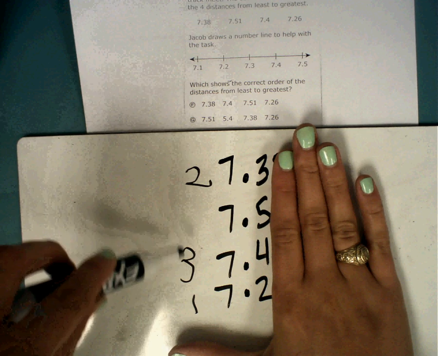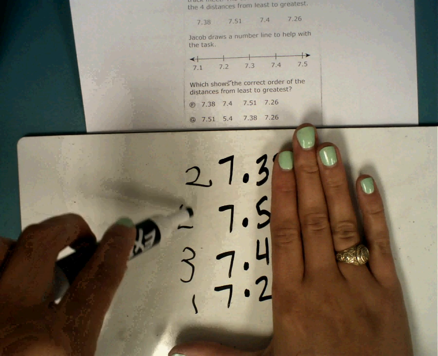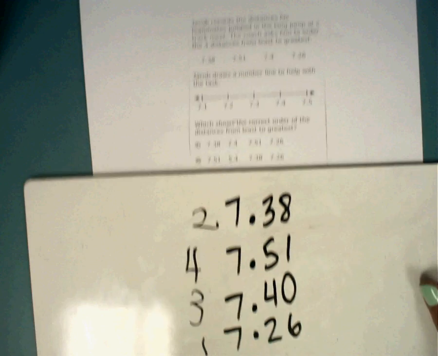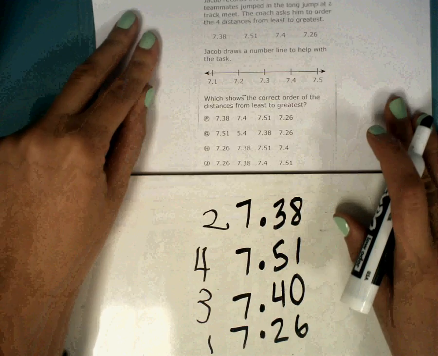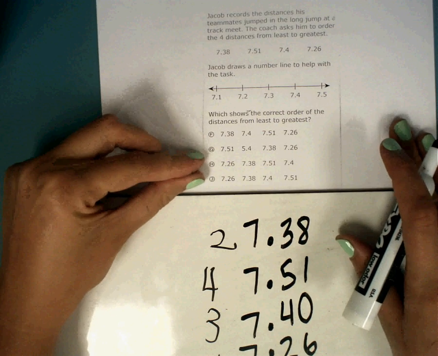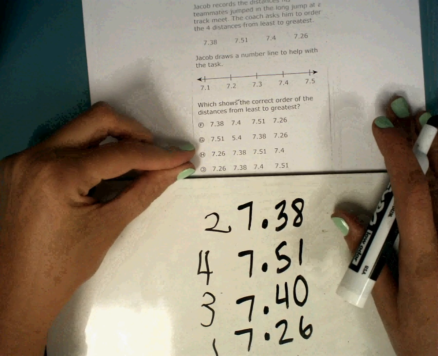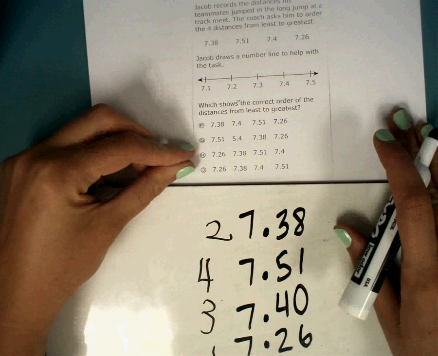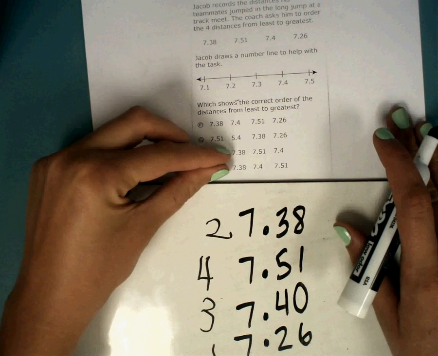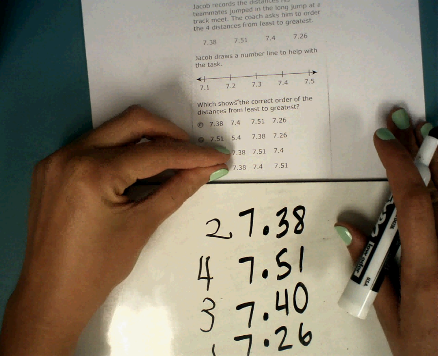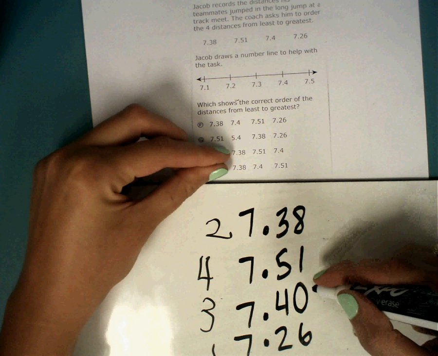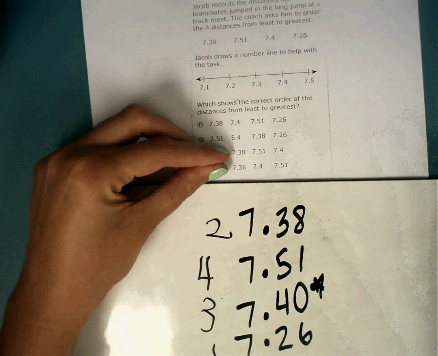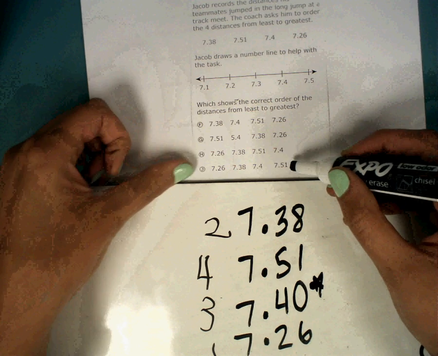Okay? So the answer would be 7.26 is what it starts with, so I know I'm looking at either H or J. And then 7.38 is next. Oh, still going strong. And then 7.4, or 7.40 in our case is what we had to change it to, but it's still 7.4. And then 7.51, so the answer is J. Okay? And last one.